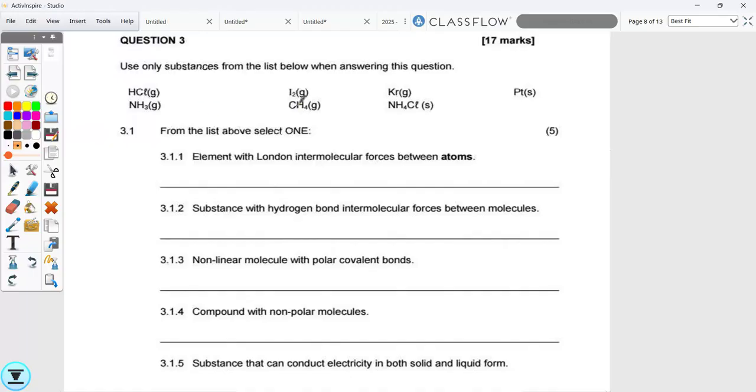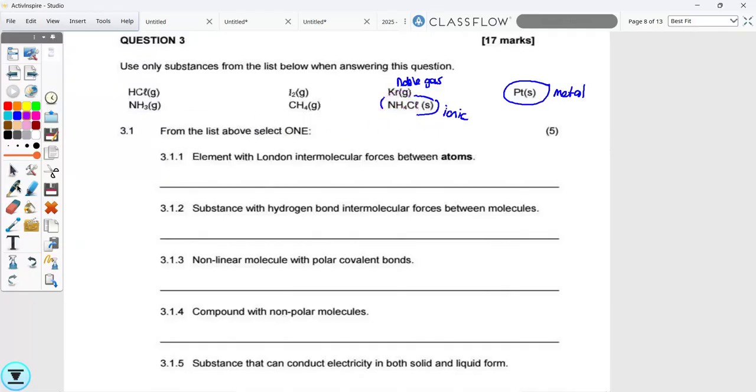Please remember that. So if I find the ionic ones first, this one is ionic because it's a compound ion and another ion. That's ionic. I think that's our only one. This is a metal, so you can mark the metal as well. The others are all molecules, and this is a noble gas. Now remember, a noble gas has London forces between the atoms, not the molecules.